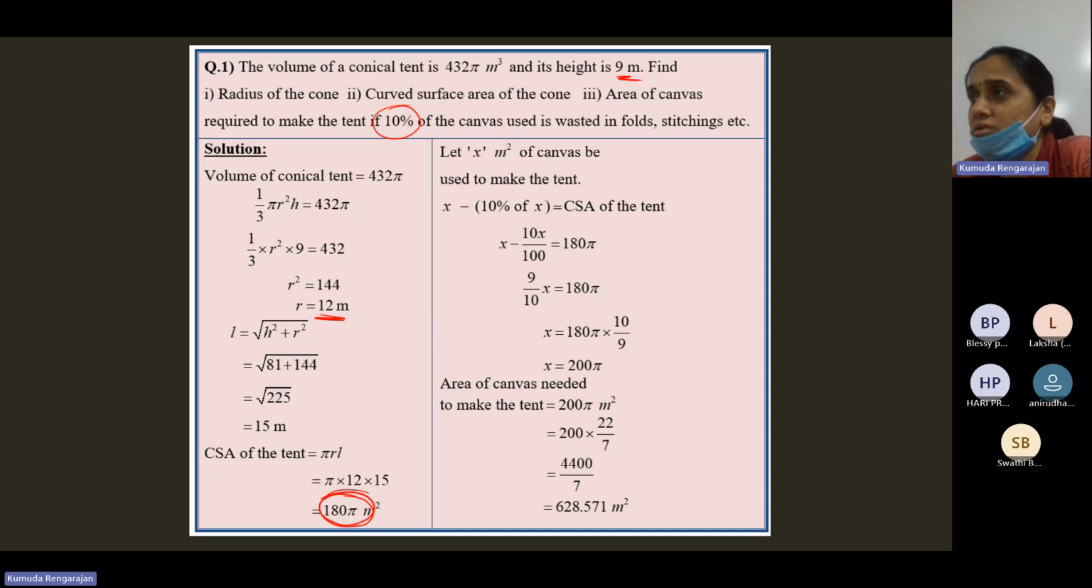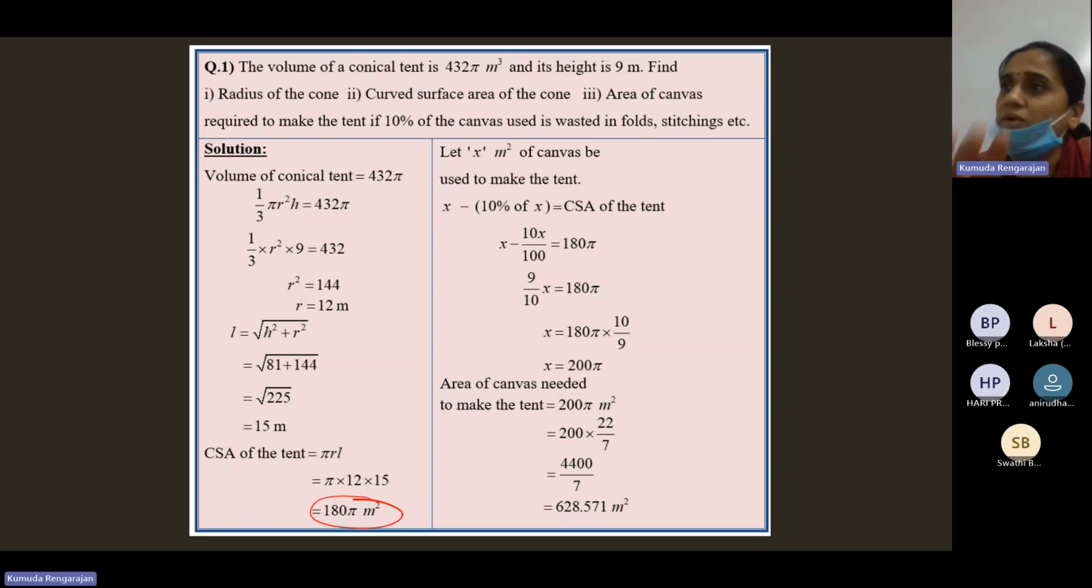So you must buy a little more, so that after the wastage, you have exactly 180 pi, which will go to make the curved surface area of the cone, and which will have a radius of 12 meters and height of 9 meters. Remember that 180 pi meter square of material should be in the CSA of the cone. The curved surface area of the tent is 180 pi. This much area of cloth should be present in the curved surface area. This much cloth should be in the CSA. Only then you can have a radius and height of 12 and 9 meters respectively.